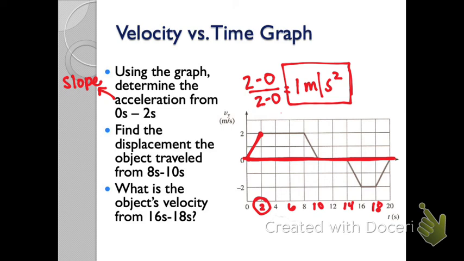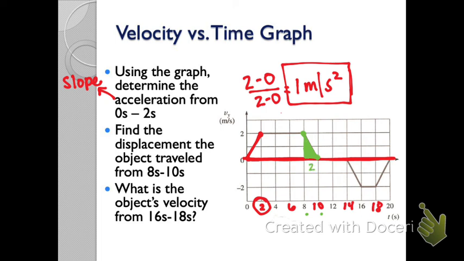Okay. Find the displacement traveled from 8 to 10 seconds. So 8 to 10 seconds is here to here. So I'm going to go find my graph. That's here to here. So I need the area of that part of my graph, right? That's what I look for when I'm trying to find displacement.